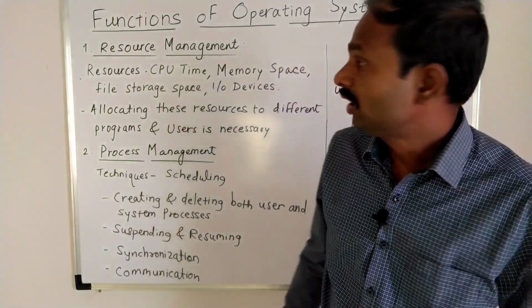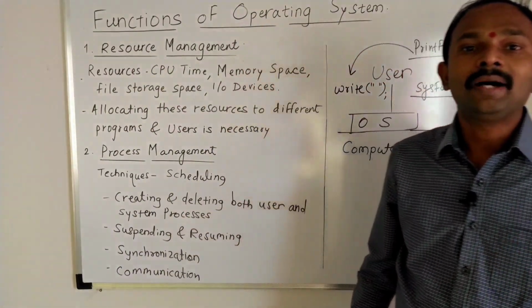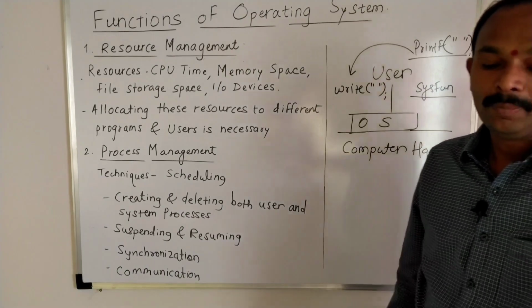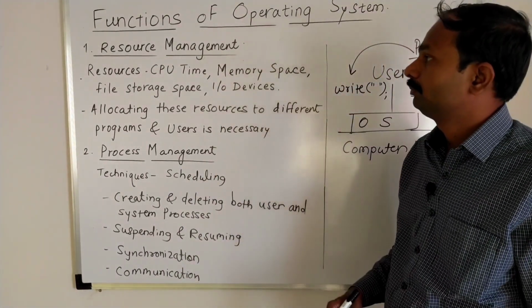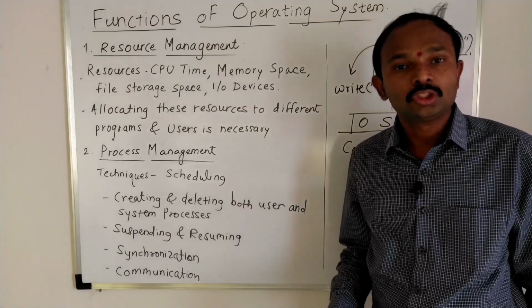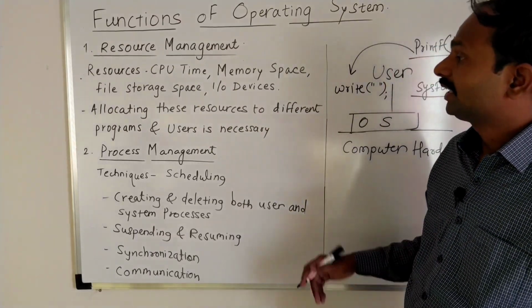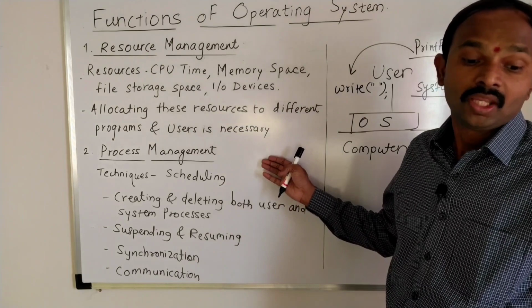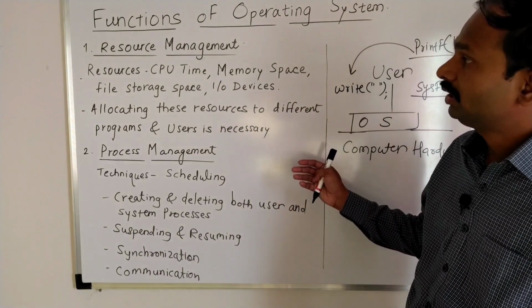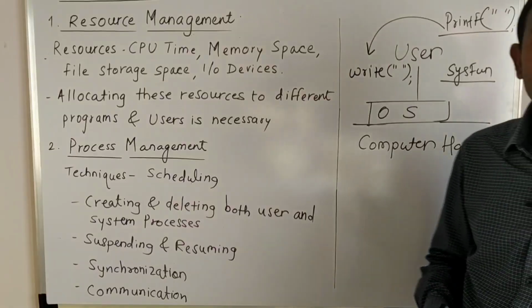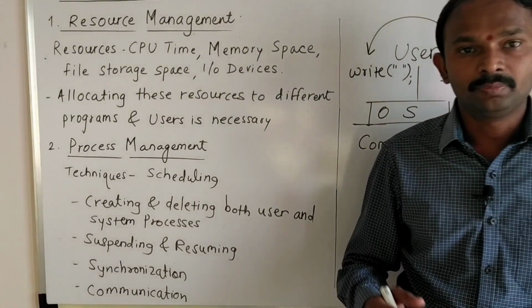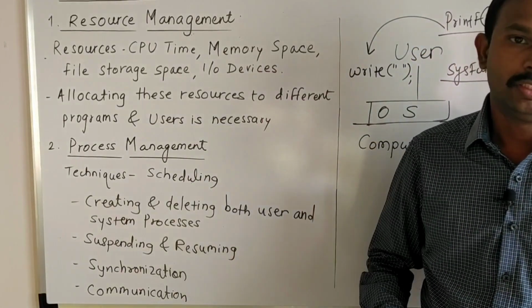Now we will see what the functions performed by an operating system are. There are basically 5 different functions which an operating system performs. The very first function is known as resource management. The second one is process management. Then it comes to memory management, storage management, and protection and security. Resource management. So what is resource management?